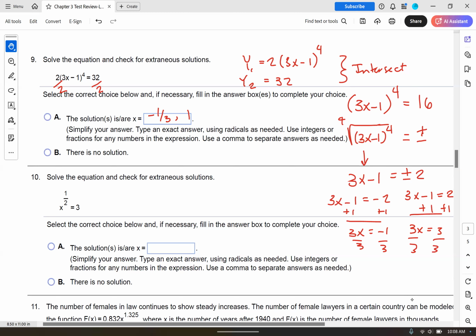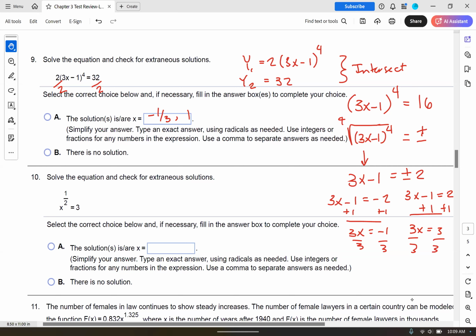Okay, so let's see if we can't try that on the calculator. Now, the only caveat with the calculator is you are going to get a decimal, so you're going to have to convert that to a fraction, which is not that big of a deal.